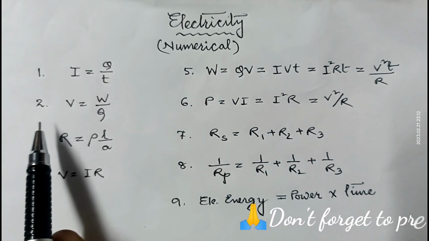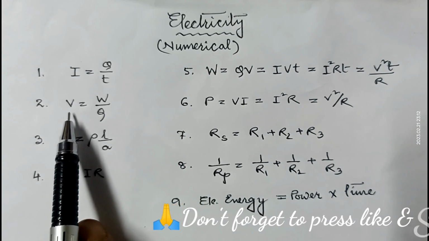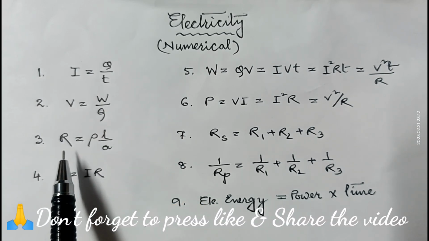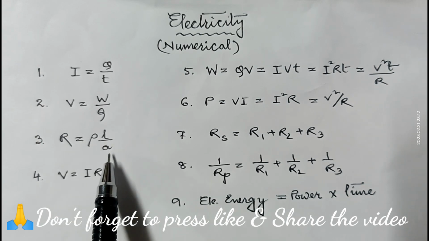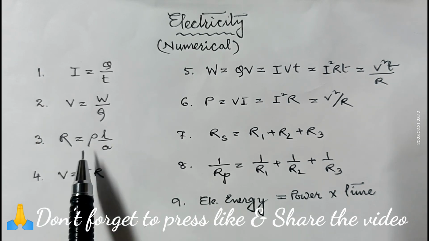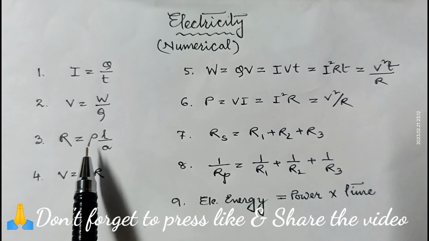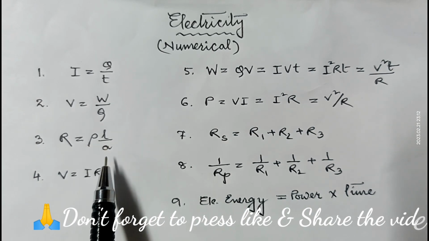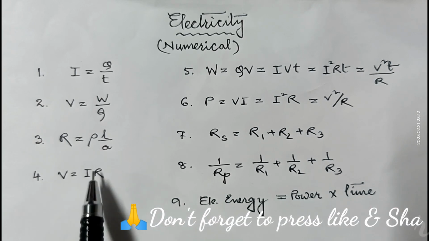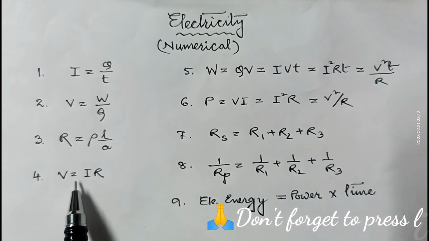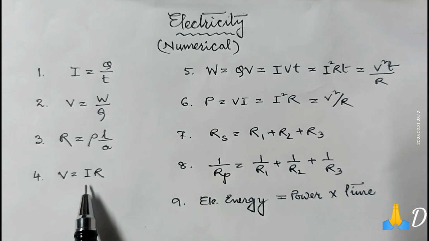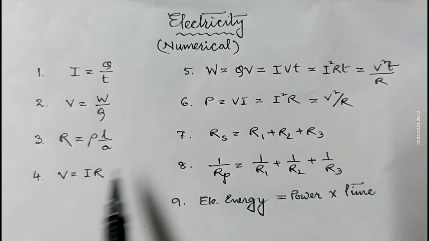T is the time. The second formula is V, the potential, so potential is work done by charge. The third one is R equal to rho L by A, where R is the resistance, rho is the resistivity or specific resistance, L is the length of the conductor and A is the area of cross section. The fourth one, which you get from Ohm's law, is V equals IR, where V is the potential difference, I is the current and R is the resistance.